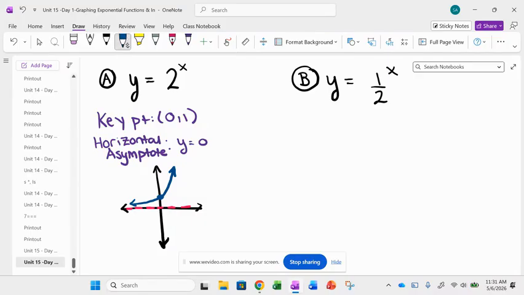So we'll write this out. We have the same key point. We have the same horizontal asymptote.